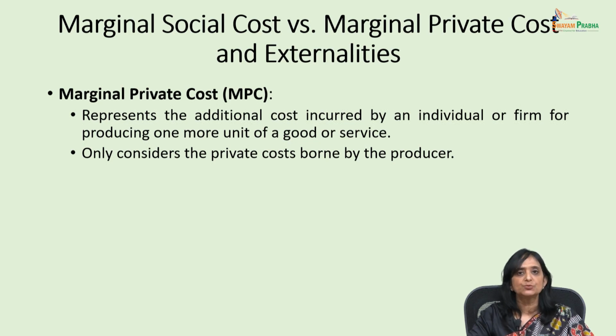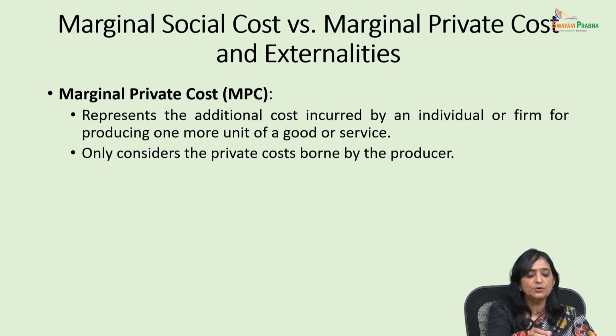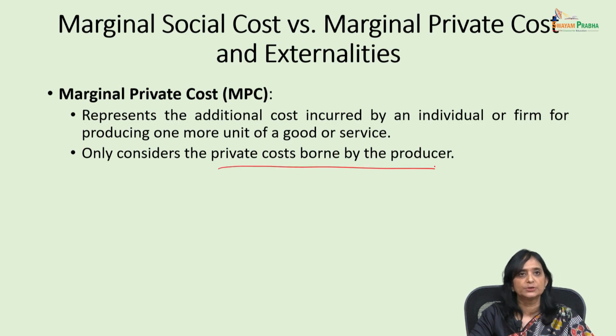Marginal private cost only considers the private cost which is borne by the producer. So, if I am a producer making, let us say, certain pens, the cost of producing that extra pen is called marginal private cost. As a producer, I am only concerned with the cost which I am bearing: the cost of raw material, the cost of labor, and other costs, let us say fuel charges and electricity. That is called marginal private cost.